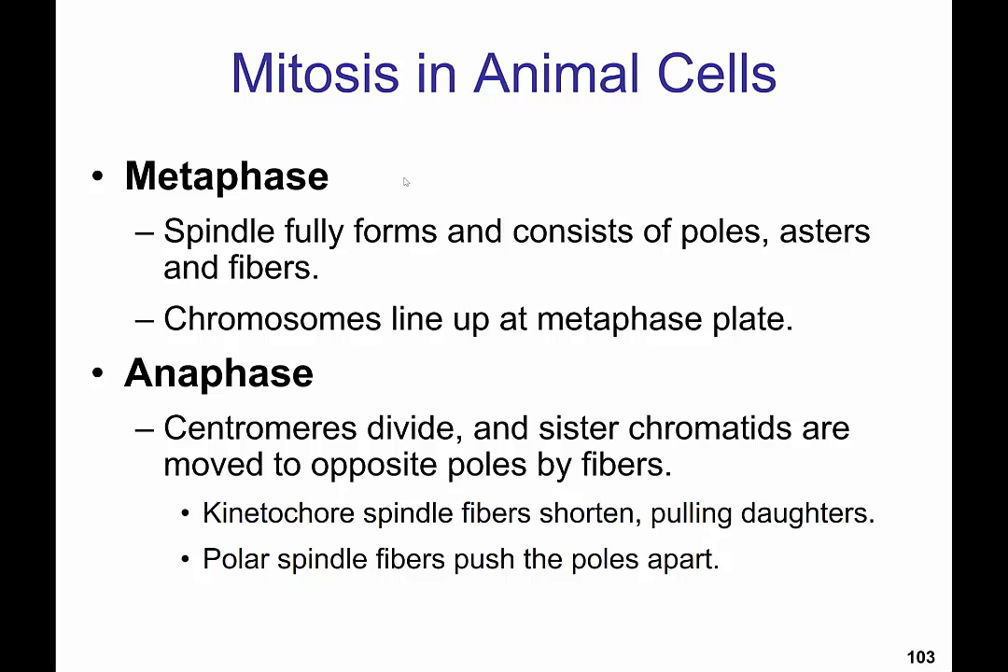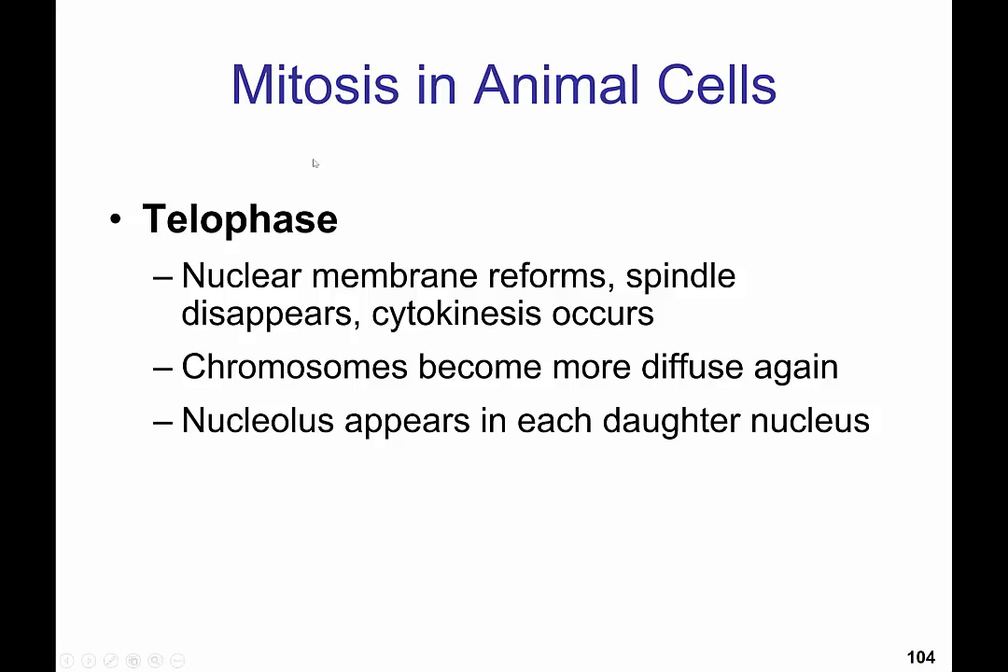During this phase, the two sets of identical chromosomes become visible as each is moving to opposite sides of the cell. The cytoplasm begins to divide as well. That's known as cytokinesis, and the cell membrane pinches inward. Telophase is the wrap-up. The nuclear membrane reforms, the spindle disappears, and cytokinesis occurs. Cytokinesis, as we just said, is division of the cytoplasm. It started in anaphase and gets completed near the end of telophase.